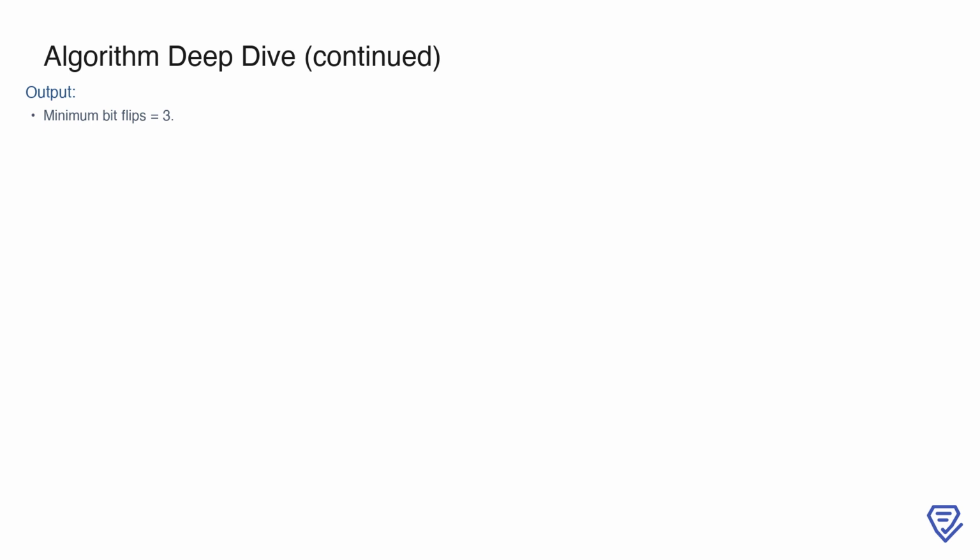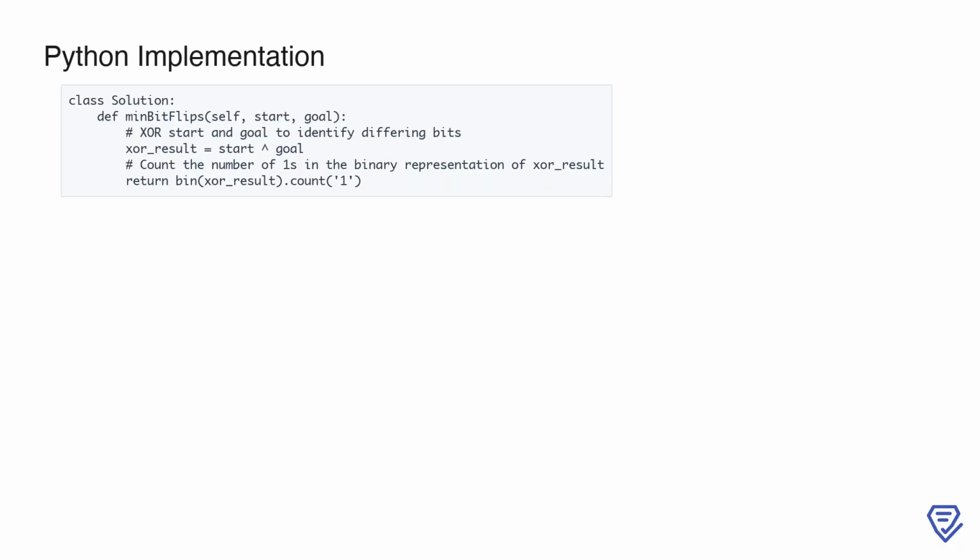By leveraging the XOR operation and the n AND n-1 optimization, we've minimized the computational overhead while solving the problem accurately. This solution focuses on efficiently calculating the minimum number of bit flips required to convert one integer, start, into another integer, goal. Let's break down the code step by step.